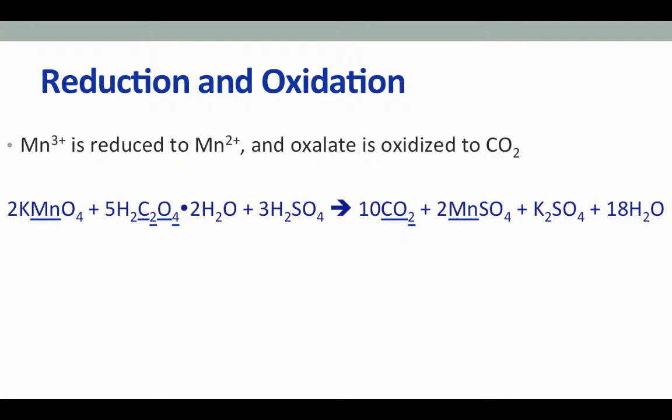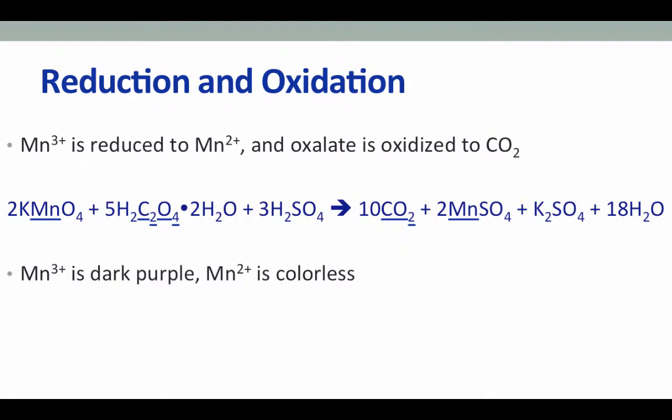In today's titration, you'll be looking at the reduction of the manganese cation. In potassium permanganate, manganese exists in its 3+ oxidation state, and through reaction with oxalic acid, it is reduced to manganese in its 2+ oxidation state. The electrons that are donated to this manganese come from oxalic acid, and so the oxalate anion of oxalic acid is being oxidized to carbon dioxide.